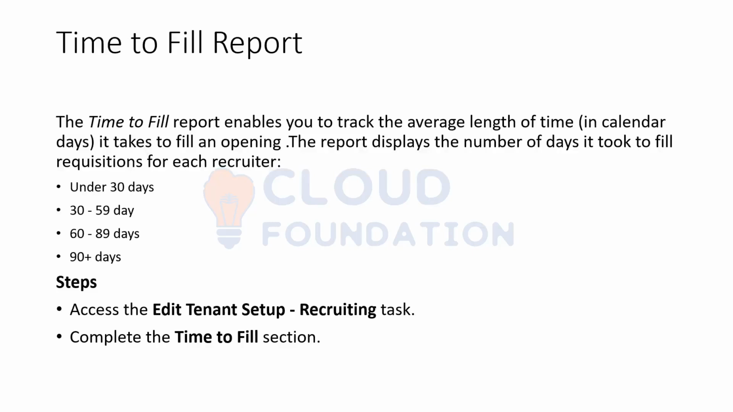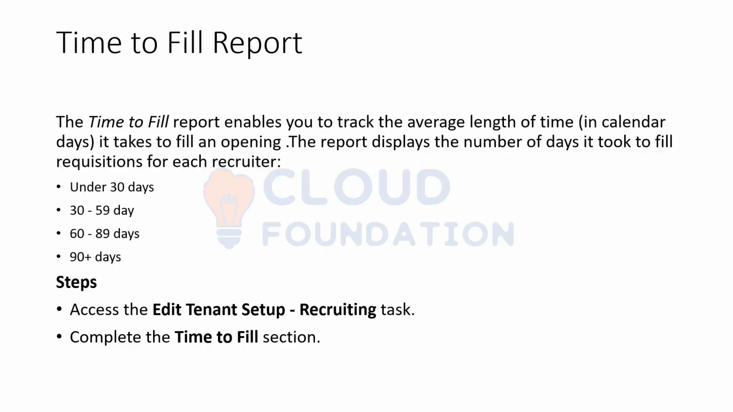It tells, for a particular period, how many candidates he was able to source in these four categories. Under 30 days how many candidates he was able to source, under this category how many, under this how many, and under this how many. So how can we define these number of days, how are the 30 days calculated? That is done by going into the edit tenant setup recruiting task. Just go to that task and see, we have 4 calculation tags, right?